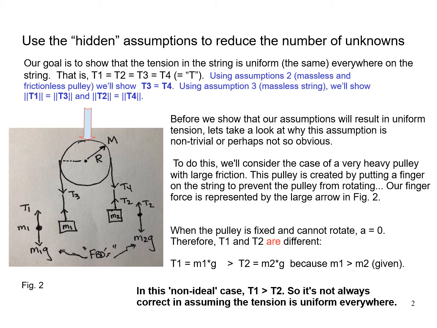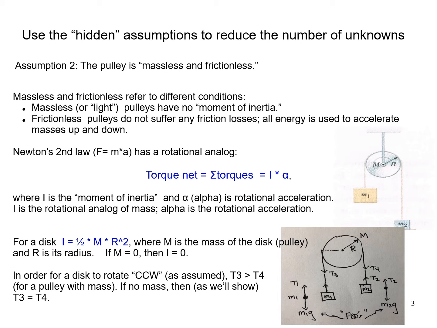In this non-ideal case, we have T1 greater than T2. So it's not always correct to assume the tension is uniform everywhere. As we shall see, this only occurs in our very special case of ideal conditions. So let's return to our original analysis and work with assumption 2, that our pulley is massless and frictionless. Now, we need to establish some working definitions and lightly introduce a few new concepts.